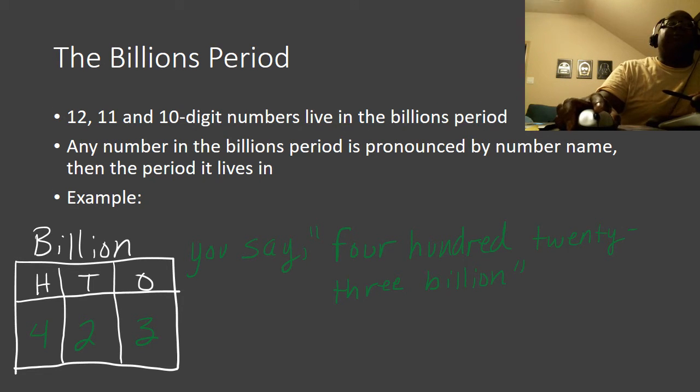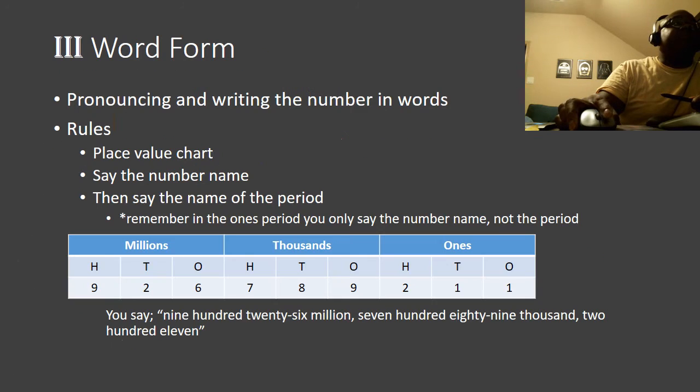Now, we finished talking about periods, and now we're going to go to our next Roman numeral. The next thing we're going to be talking about is word form. And this is pronouncing and writing the number in words. We have our rules for every time we want to put a number in word form. We make a place value chart. Once we make our place value chart and we put our number on the place value chart, we say the number name, then we say the name of the period. And remember, in the ones period, you only say the number name, not the period. And so we have this example here. Make sure you have this place value chart drawn in your notebook. 926,789,211.